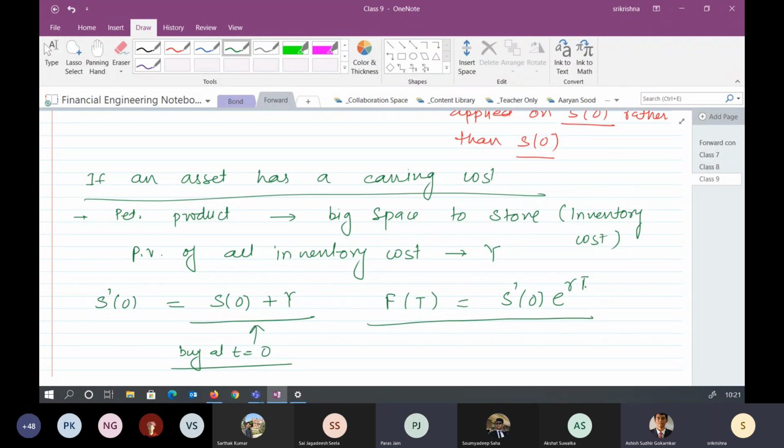Sir, shouldn't it be minus Y, because then the cost will be incurred and it will get subtracted? Ashish, can you please be louder? I think there is some problem in my audio today. Sir, shouldn't we minus the Y from S naught? Why minus? Because the additional cost is occurring, no?